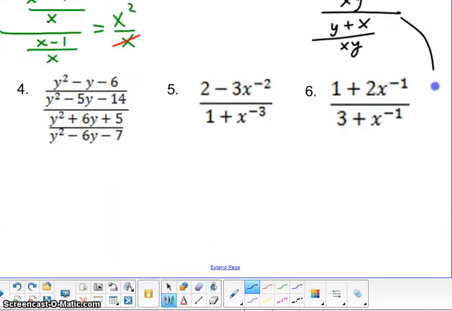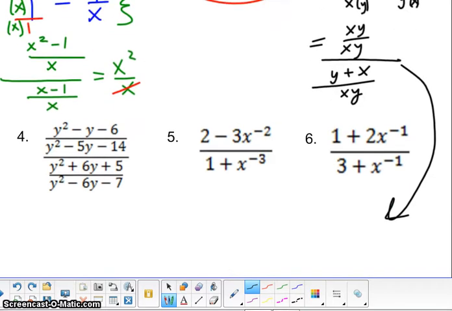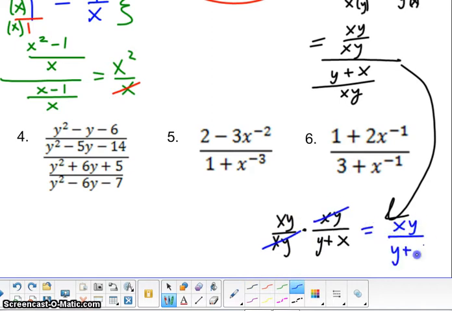Get a little more room here. So leave the first one alone, change the sign to multiplication, and flip the second fraction. And look at this. Those cross out, and it leaves you with xy over y plus x, all factored, so then you know you are finished.